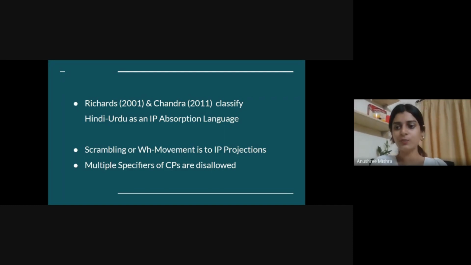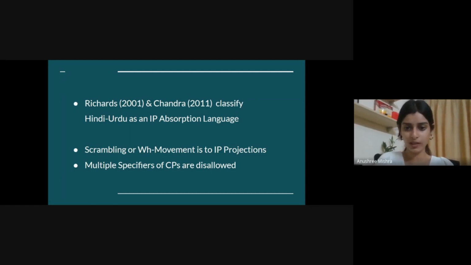Pritha Chandra has proven that such is indeed the case by putting forth instances of WH islands, superiority effects, and interactions between WH dependencies, all of which are thought to be classic properties of IP absorption languages. So let me not go there.